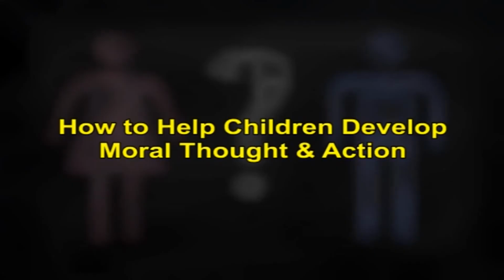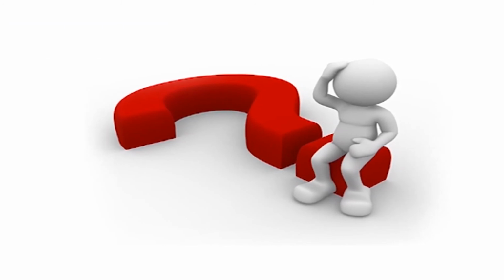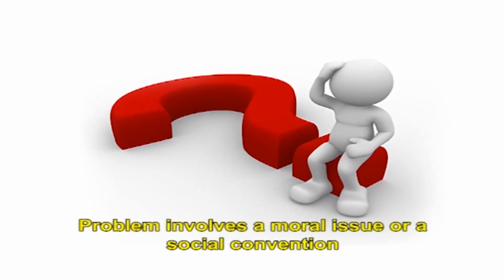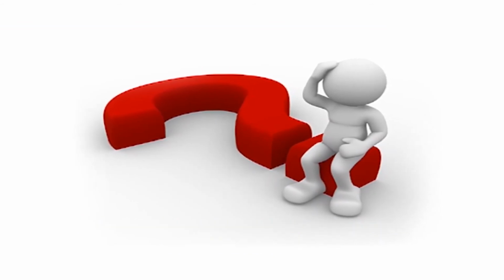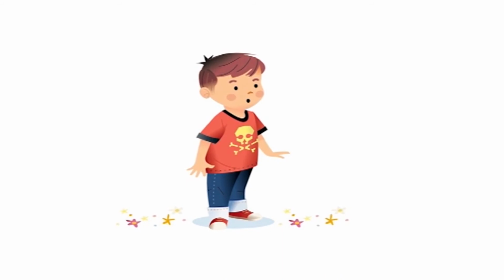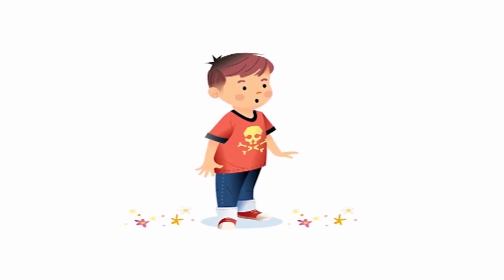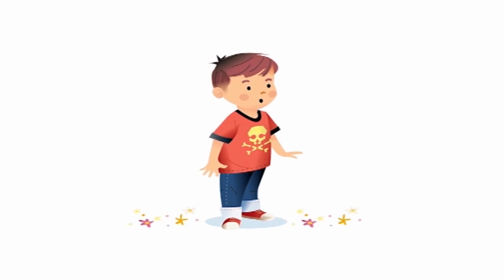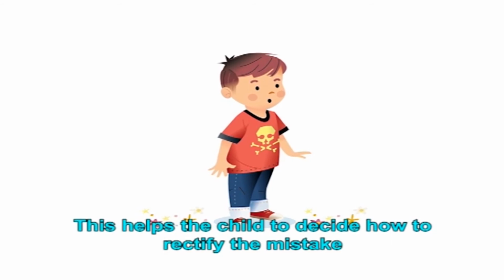How to help children develop their moral thought and action. Deal with problems appropriately. When dealing with discipline problems, determine whether the problem involves a moral issue or a social convention and deal with the situation accordingly. If a moral issue is involved, talk with the child so that the child understands the reasons why his or her actions were wrong. This helps the child to decide how to rectify the mistake.